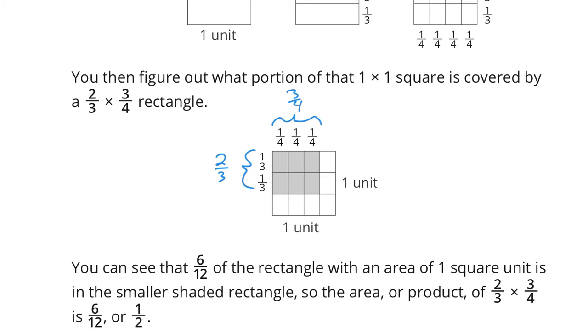You can see that 6/12 of the rectangle with an area of 1 square unit is in the smaller shaded rectangle right here. There's 1, 2, 3, 4, 5, 6 out of a total 12 of those squares, so 6/12. And you can see that if you were to take these two squares and move them over here and here, you could tell that exactly half of this unit would be shaded. Moving on.